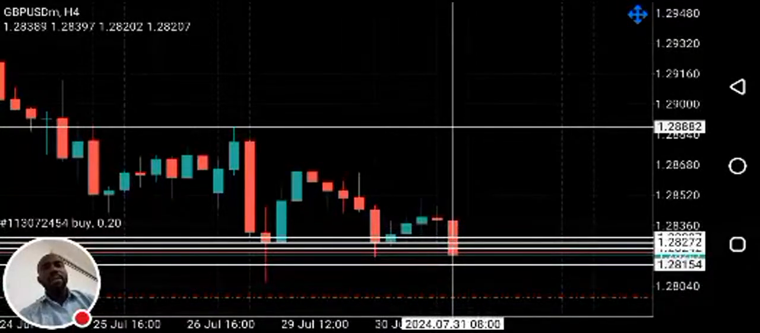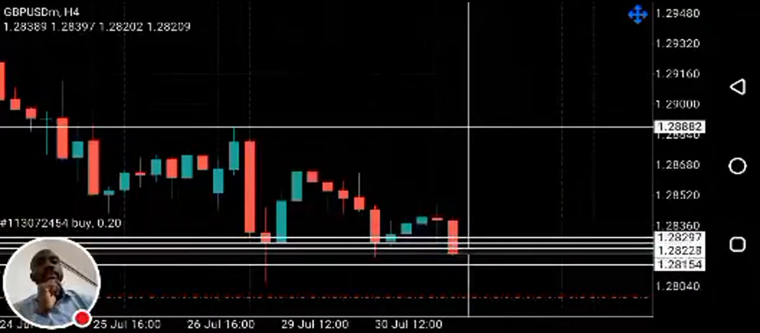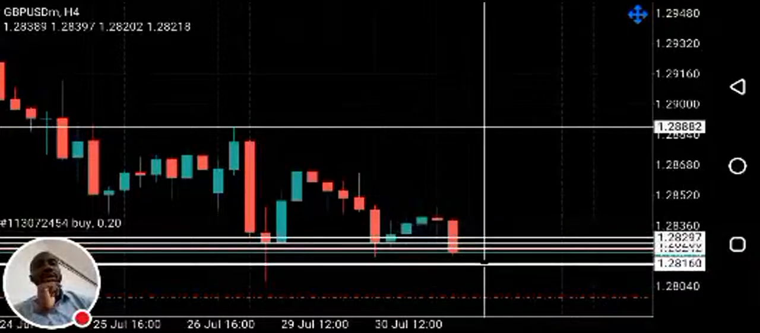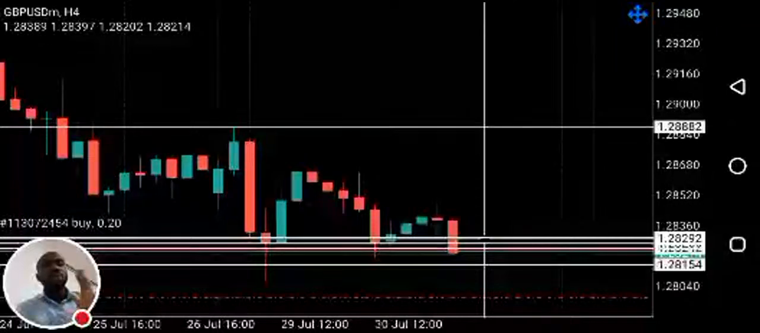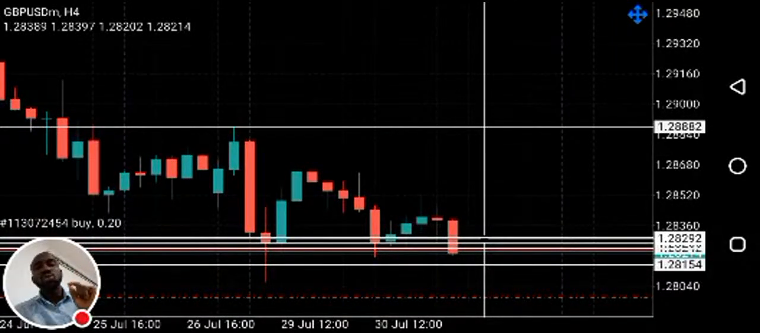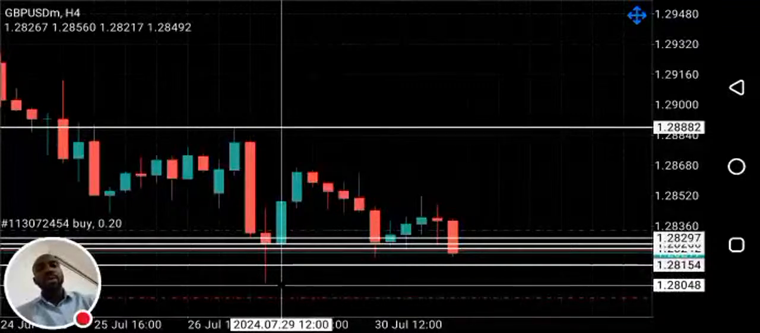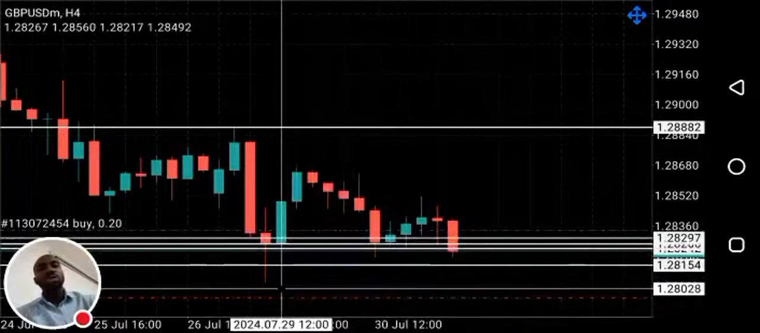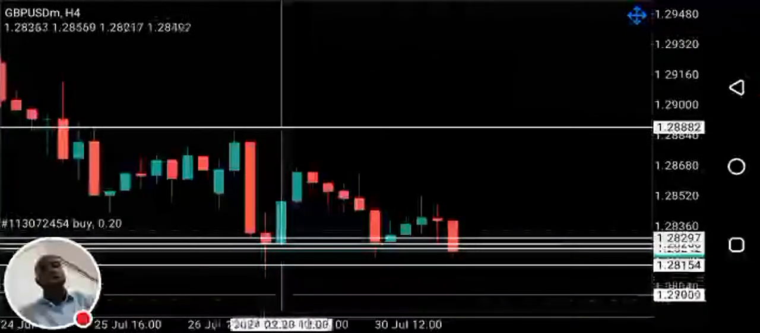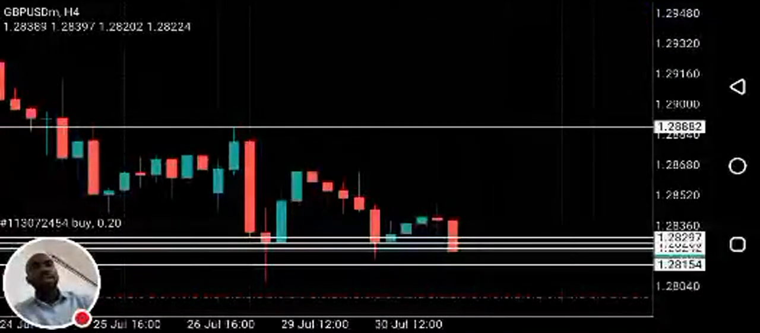My bias on GU today is bullish. So before you buy GU today, please patiently wait for a candle to close above 1.2829. That's my advice. That will be the best entry, and you can set your stop loss at this low. Immediately the candle closes above 1.2829, I'm going to adjust my stop loss to this low. So my bias for GBPUSD today is bullish.